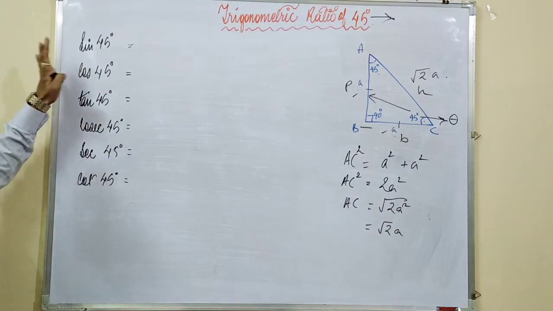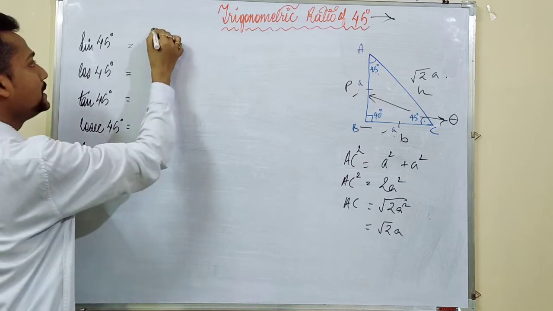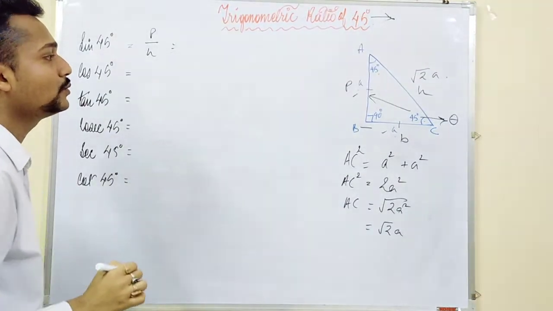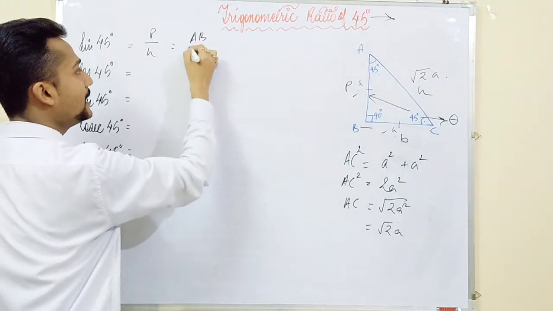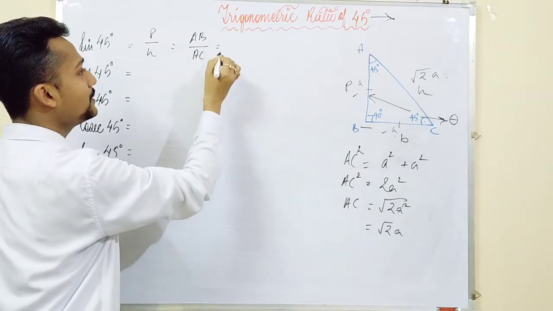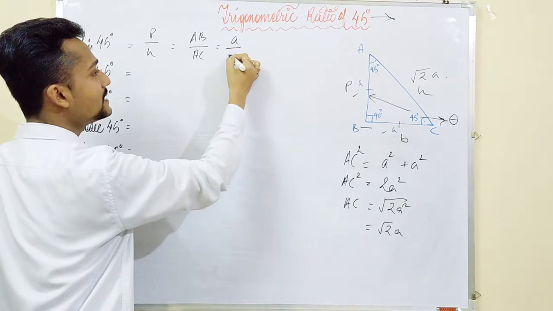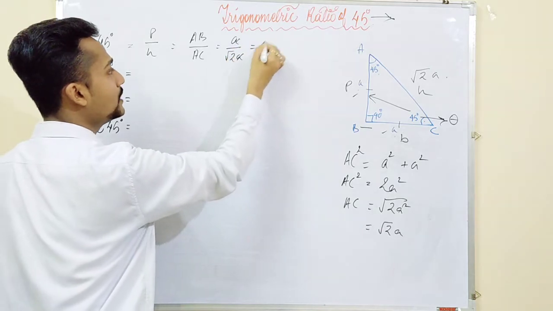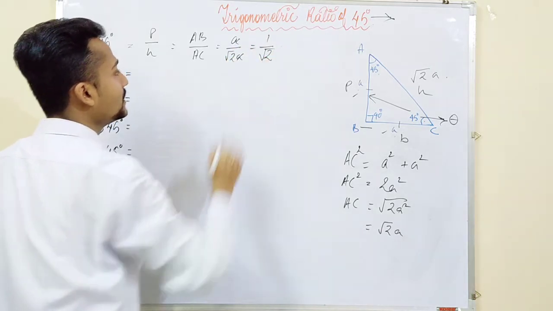So sin 45 degrees, sin is P by H. P is equal to what? AB. AB by H, H is equal to AC. AB by AC. AB is equal to A, AC is equal to root 2A, so it is 1 by root 2. Isn't it?